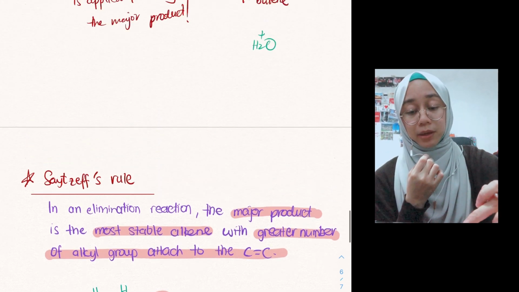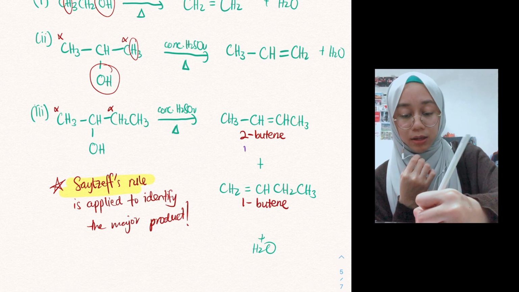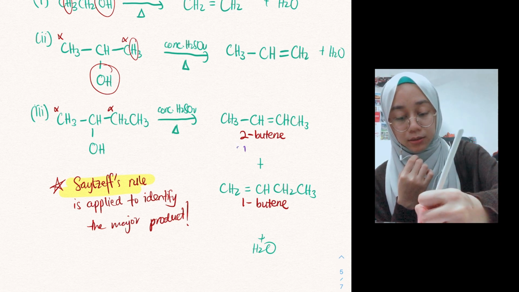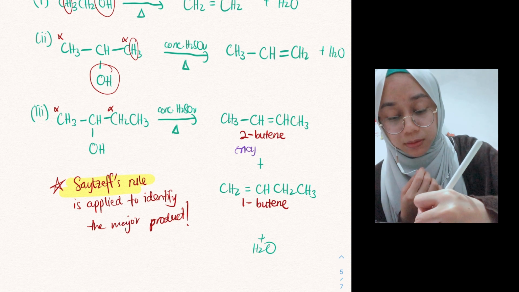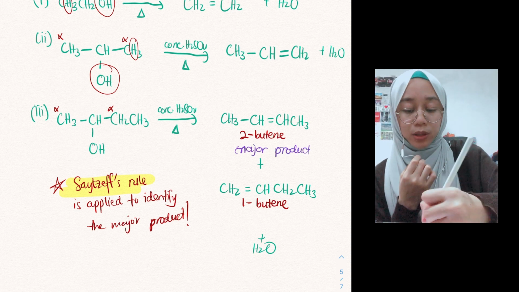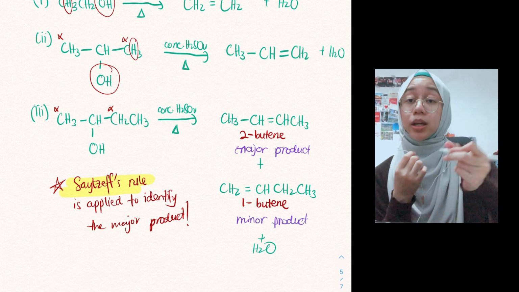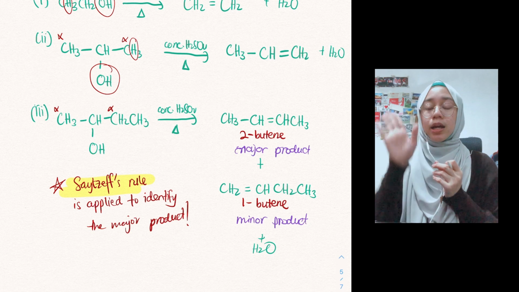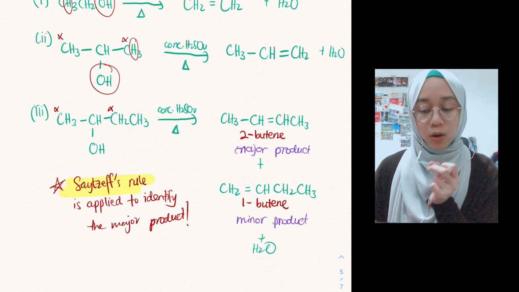Okay, so kita pergi balik ke atas ni. So bermaksud kita punya 2-butene is the major product. Meanwhile, 1-butene pula adalah minor product. Okay, so that is how you identify the major or minor product of alkene from the dehydration of alcohol.